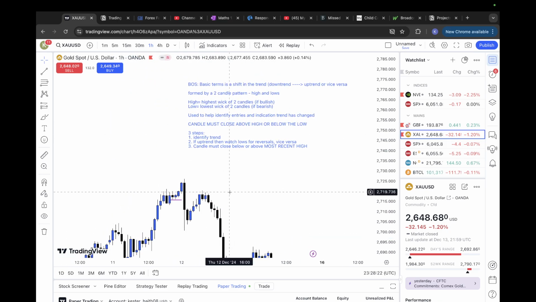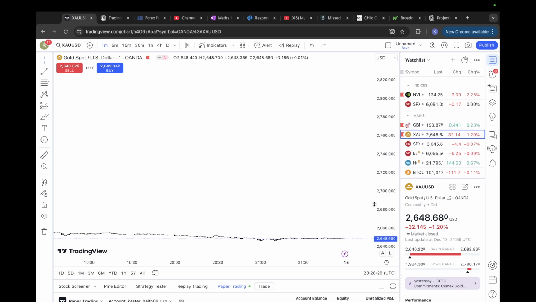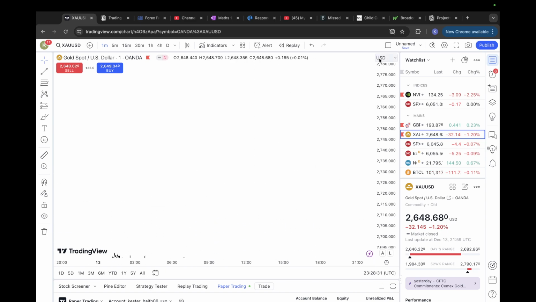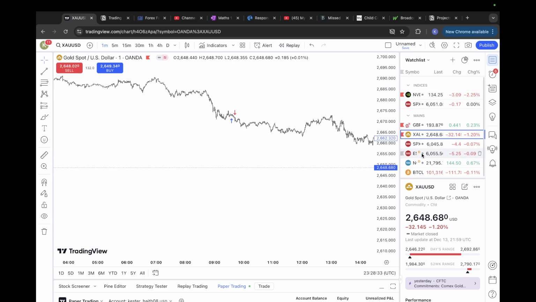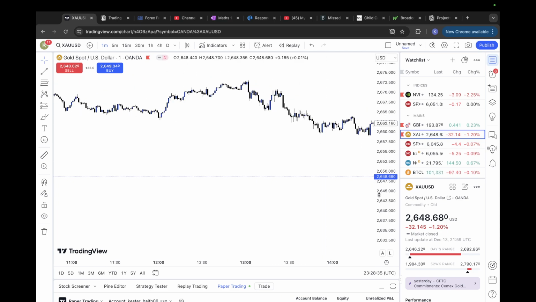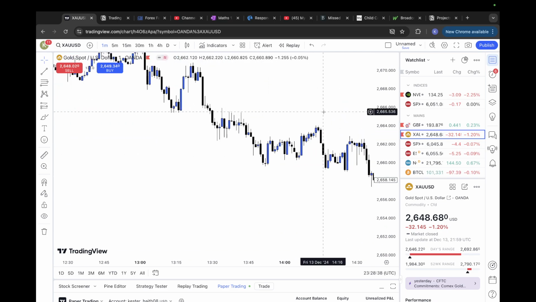And then the candle must close below the recent high. So I'll just go in. And once you get good at it, it's just spotting, it's just practice. So what I'd recommend, what I used to do, is I used to go on all these pairs and find 10 examples of breaker structure. On the 1 minute, you're going to get the most.